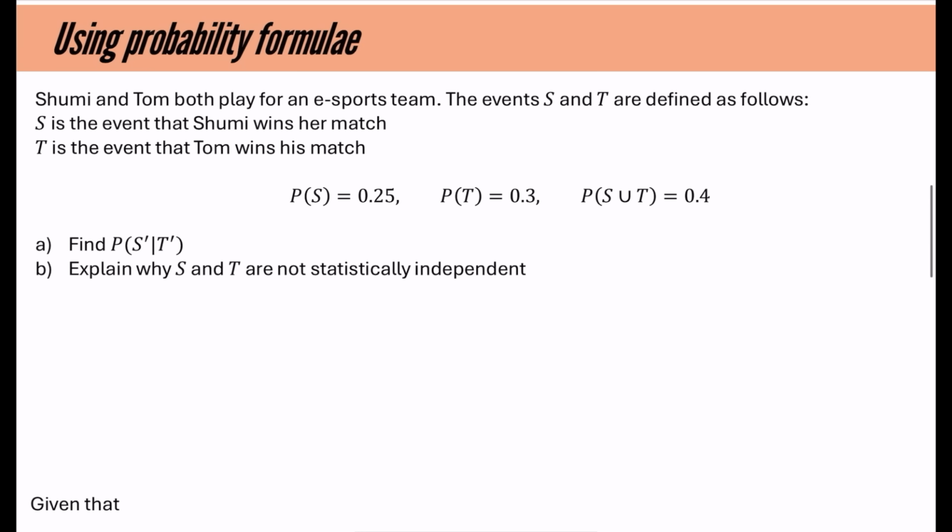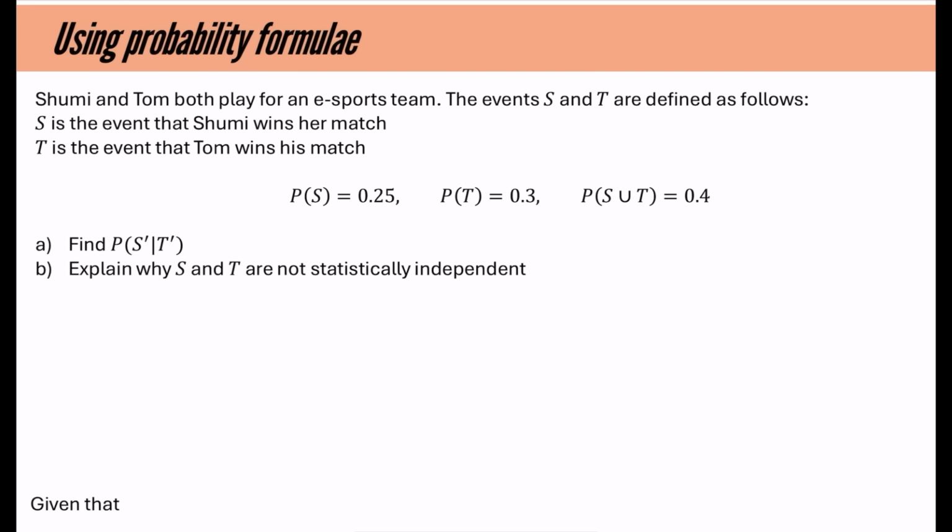So here we have Shumi and Tom, who both play for an esports team. The events S and T are defined as follows. S is the event that Shumi wins her match, and T is the event that Tom wins his match. We've got the probability of Shumi winning, the probability of Tom winning, and the probability of Shumi or Tom winning as 0.4. And we're going to find the probability that it's not Shumi, given that it's not Tom.